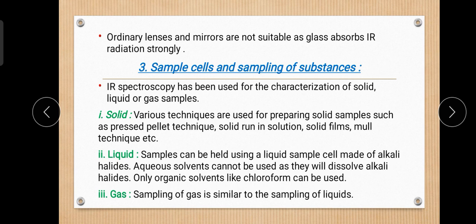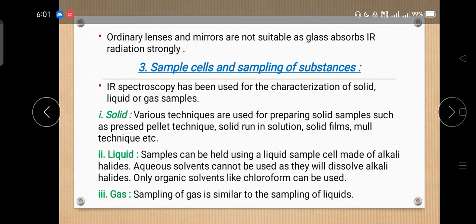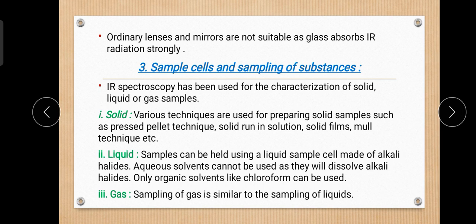Now the next point: ordinary lenses and mirrors are not suitable, as glass absorbs IR radiation strongly. The property of glass material is that it absorbs the IR radiation strongly, so we are not using ordinary lenses and mirrors, due to that property of glass.